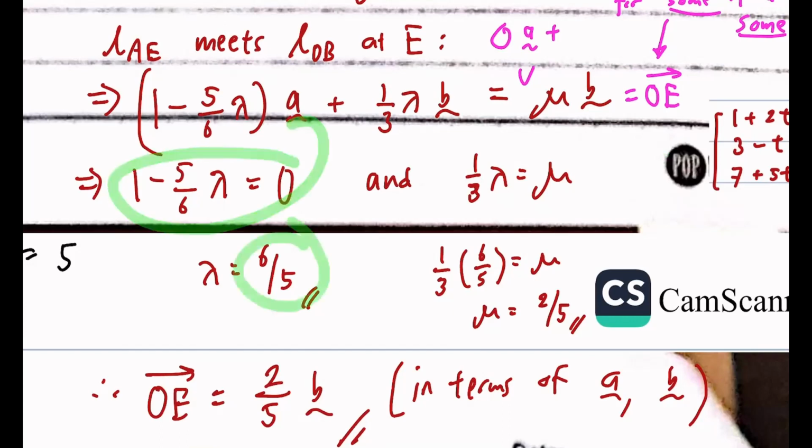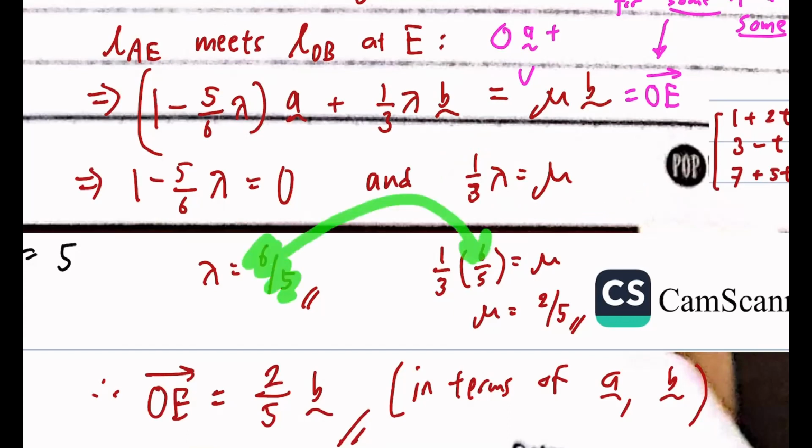You get 6/5. Do I need to show the working? Oh, don't need. Okay, then therefore 1/3 lambda equals to mu. I know my lambda is 6/5. I substitute in 1/3 times 6/5, cancel off, and I can simplify mu equals to 2/5. Is this clear? Okay, then 6/5 and 2/5, honestly, I just need one of them. In this case, I can use either one. I'm just going to use mu equals 2/5.